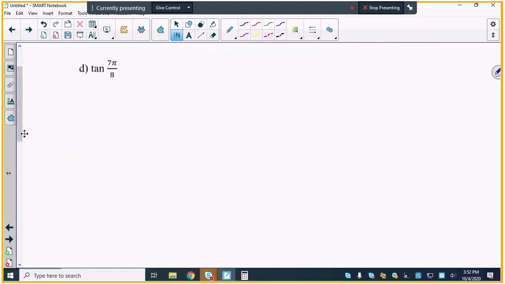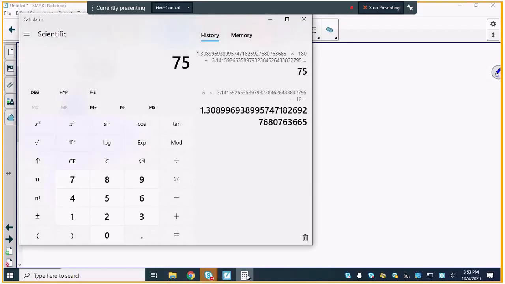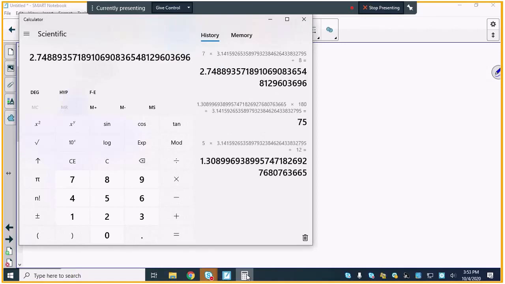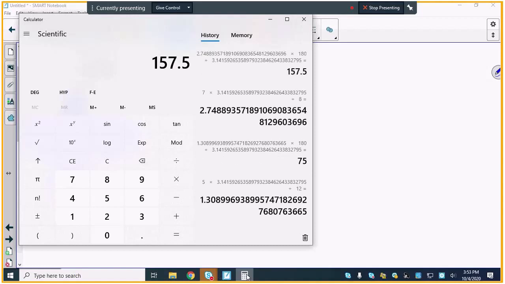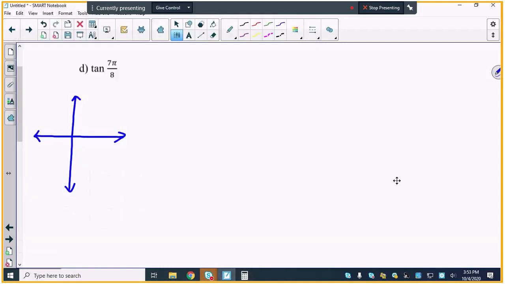Tangent of 7 pi over 8 is our next example. So again, your question is which quadrant you should be in. 7 pi over 8 not being a special angle, I have to use the calculator to know the degree measure. I do 7 times pi divided by 8, then multiply by 180 and divide by pi to make it degrees. That's 157.5 degrees, so I'm in the second quadrant. I'm here, and that must be 7 pi over 8.